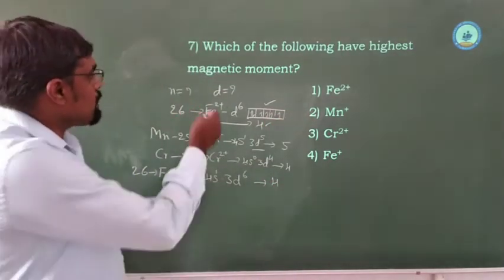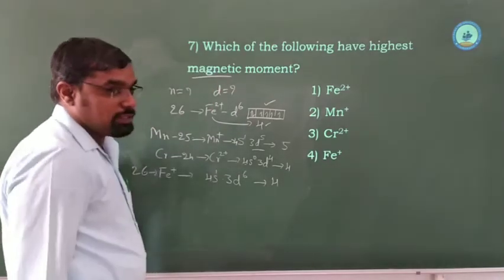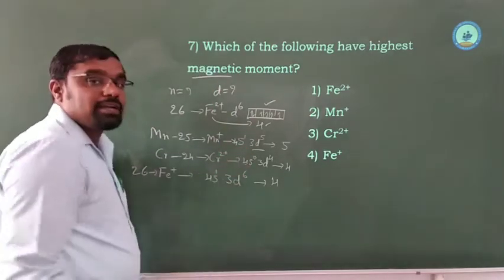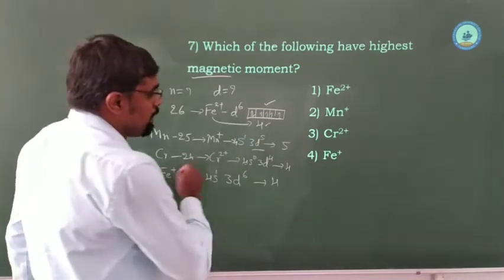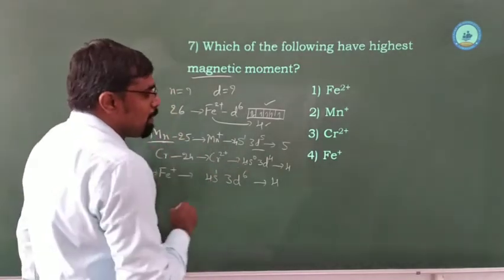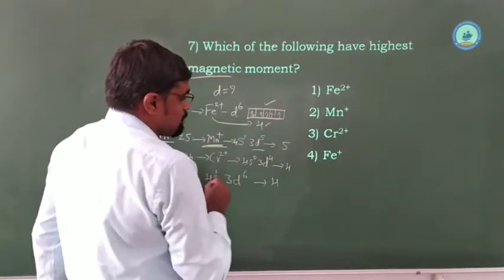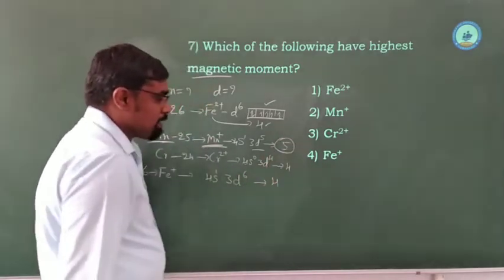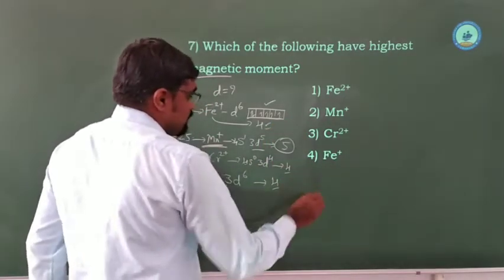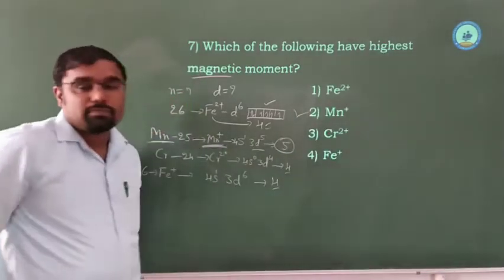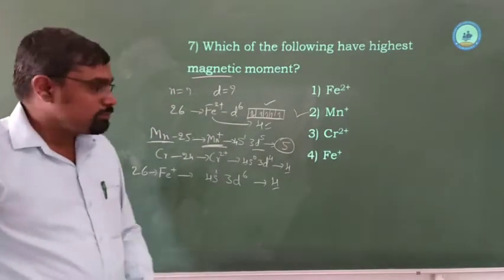So here it is asking for the highest magnetic moment. So the highest number of unpaired electrons is present in where? In Mn plus. So that is totally 5 unpaired electrons present, in the others 4. So then the answer is the second option. Okay.